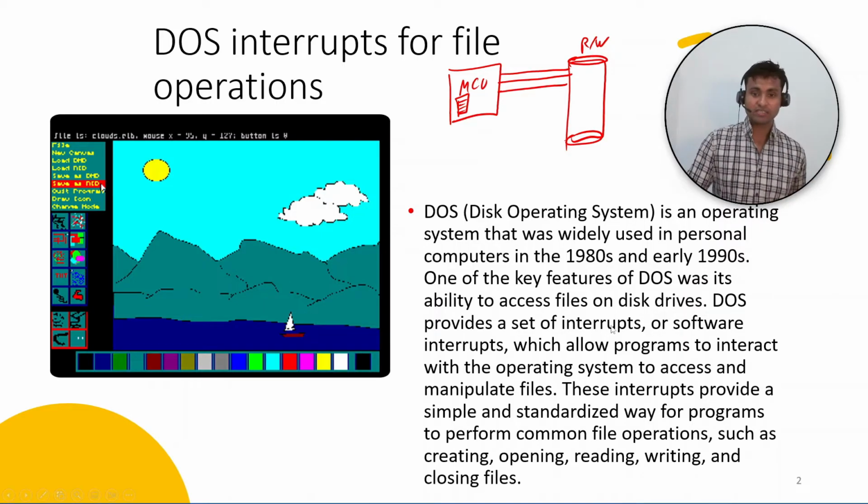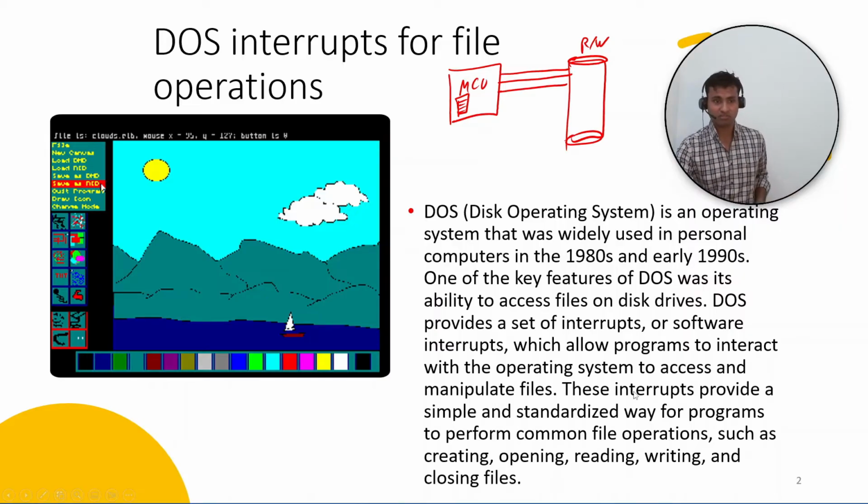DOS provides a set of interrupts, or software interrupts, which allow programs to interact with the operating system to access and manipulate files. These interrupts provide a simple and standardized way for programs to perform common file operations such as creating, opening, reading, writing, and closing files.